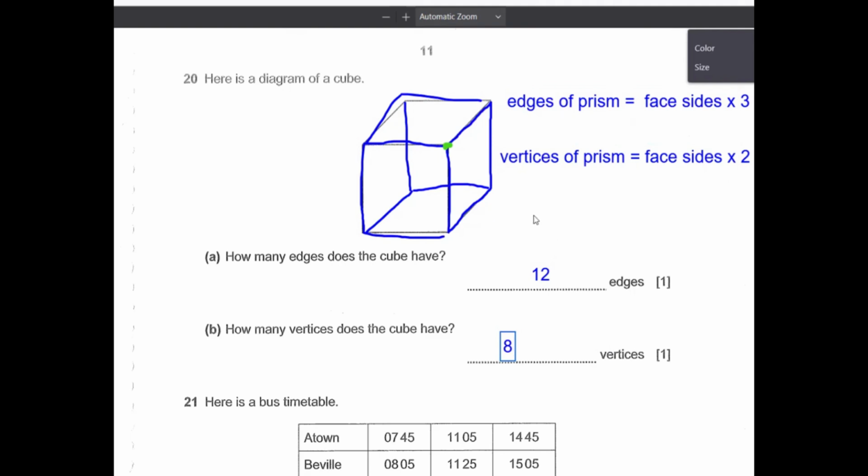Okay, and what else do we have? Like edges, vertices, and what else? We have faces, right? And also faces of a prism equals you add 2 to the face sides, plus 2, okay? So if I ask how many faces, you say 6 faces, okay?